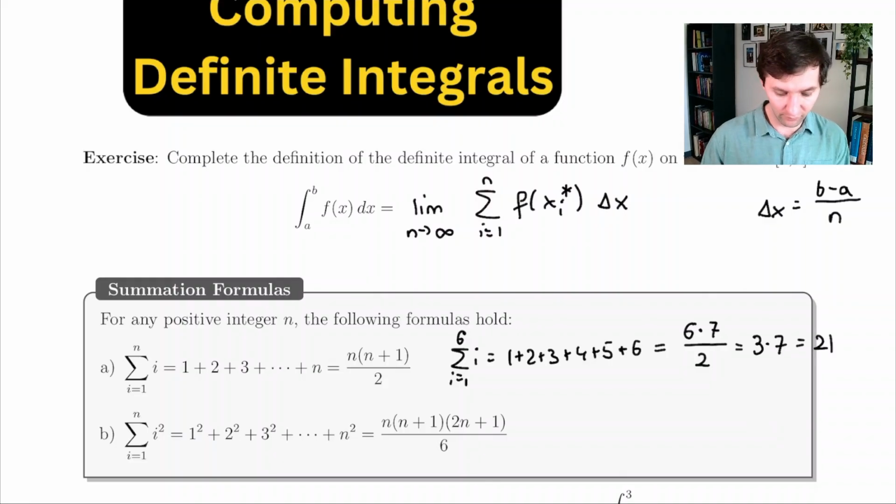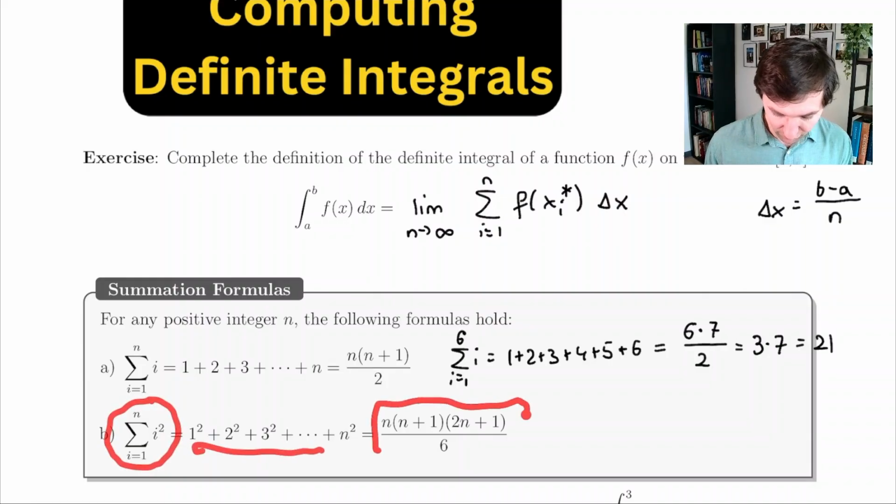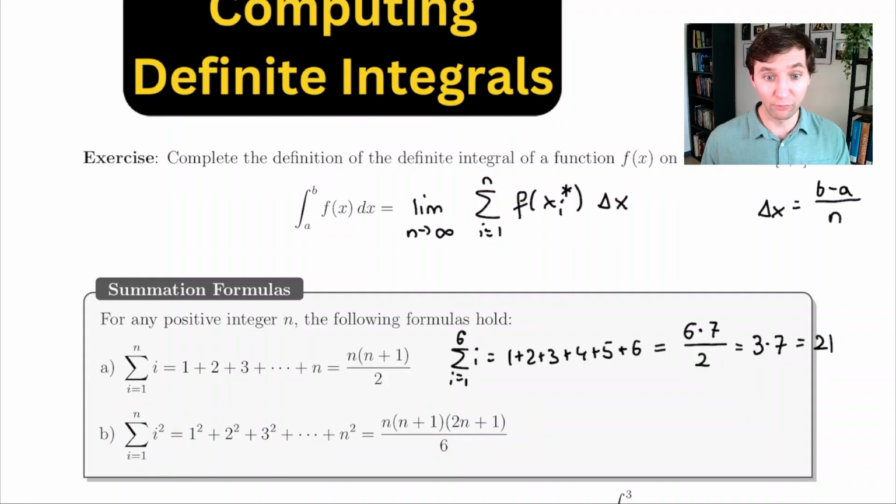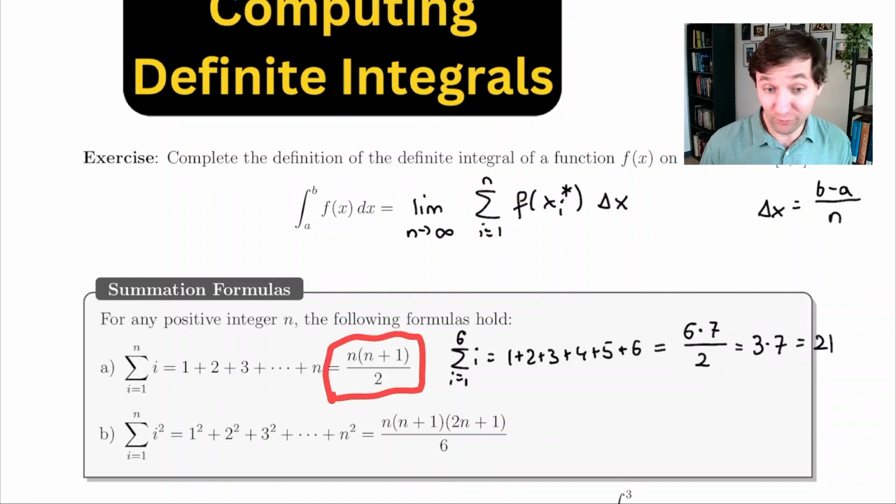The second fact says that if you want to add the squares of the first n integers, you're supposed to use the following formula. While we are not going to prove why these two formulas are true, I can quickly show you why the first one could be true.